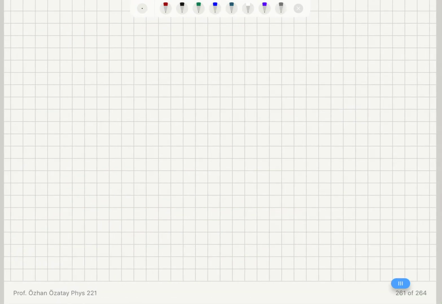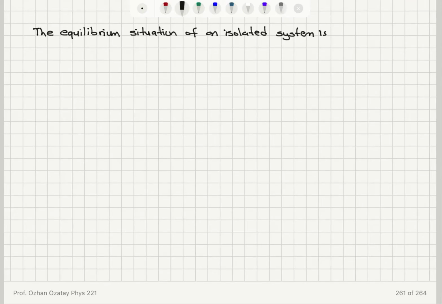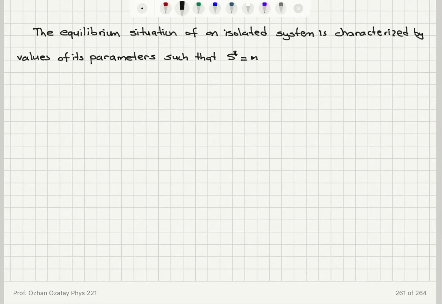So we can state this by saying the equilibrium situation of an isolated system is characterized by values of its parameters such that the entropy of the isolated system is a maximum.